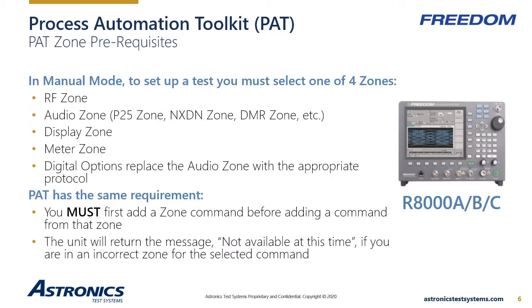Before we get started, we need to understand some prerequisites that are needed when writing a script in PAT. To set up a test in manual mode, you must first select one of the four zones to access the functions within that zone using the menu keys. These are the RF zone, the audio zone, which in digital modes becomes P25, NXDN or the DMR zone, display zone, and the meter zone.